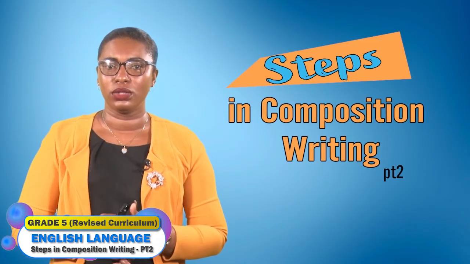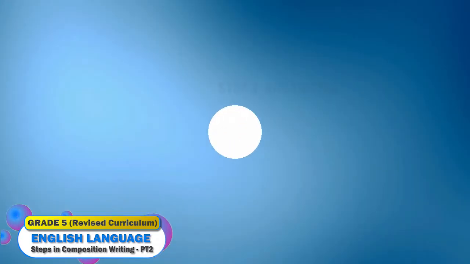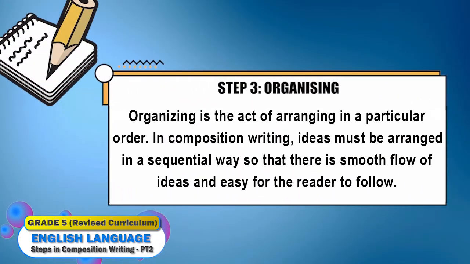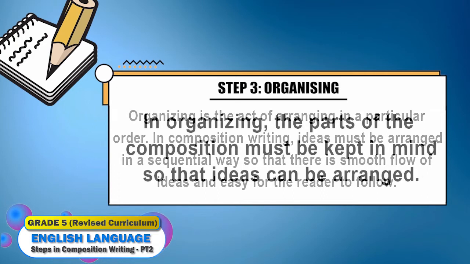Now we will continue as we move on to step 3. Step 3, organizing. What is organizing? Organizing is the act of arranging in a particular order. Now in composition writing, ideas must be arranged in a sequential way so that there is a smooth flow of ideas and it is easy for the reader to follow.